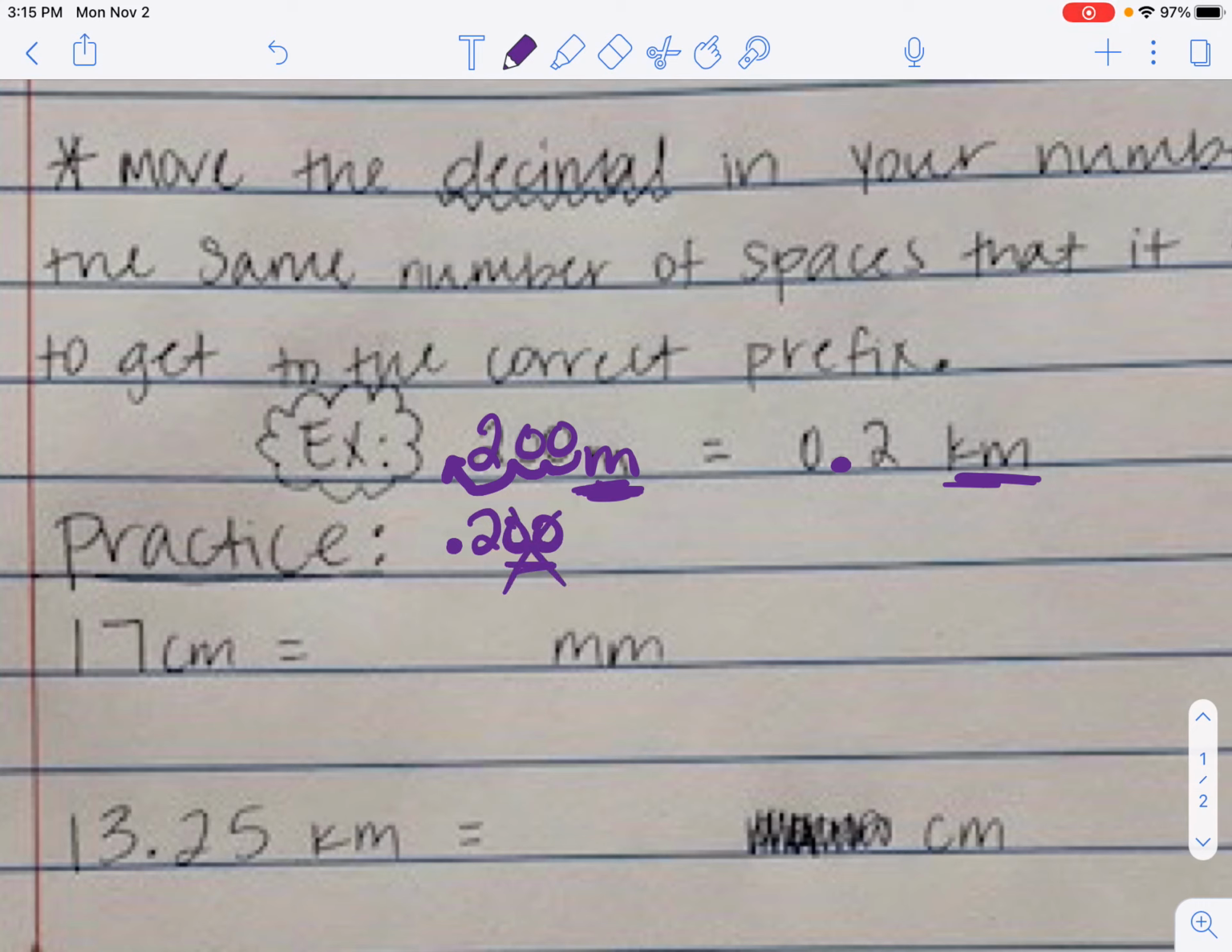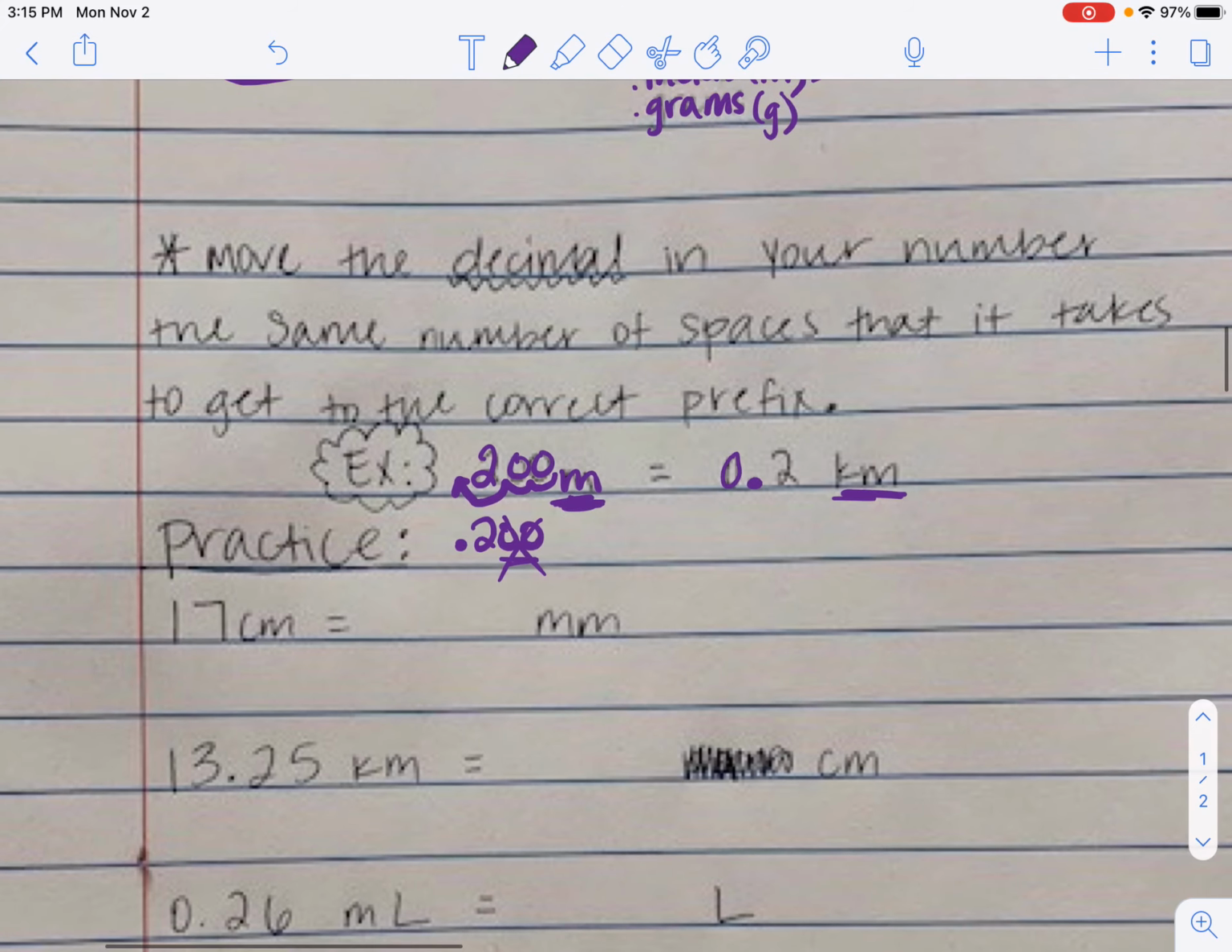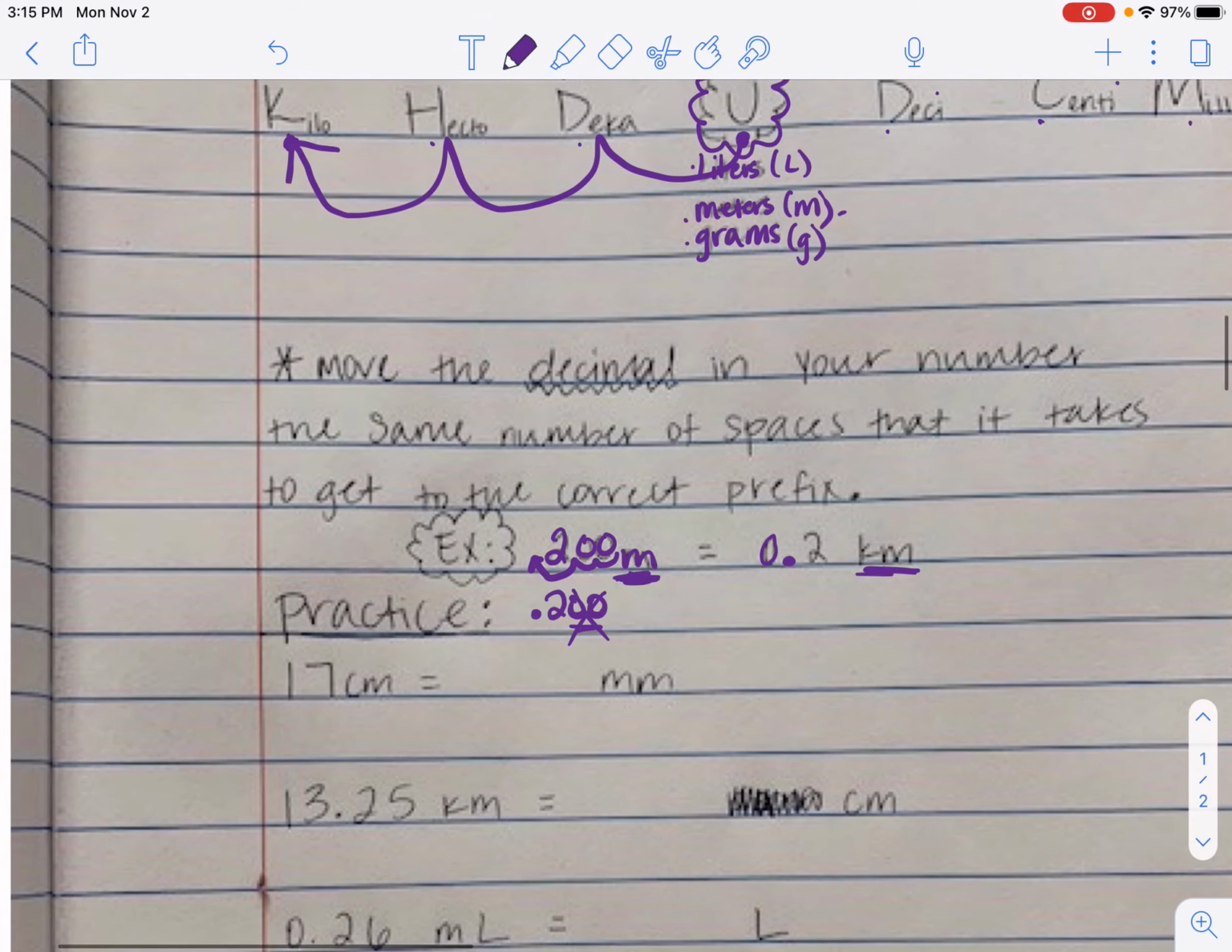They can go away. So it's just 0.2. And I like to put the 0 in front. So it's actually 2/10 of a kilometer. Okay, so let's do some practice ones.